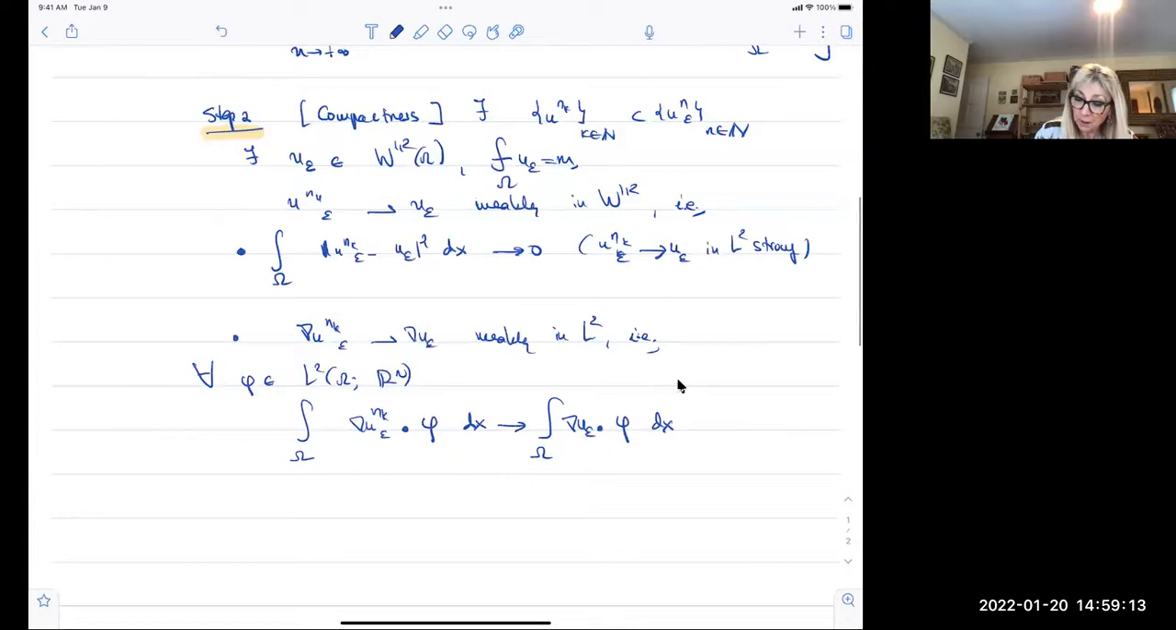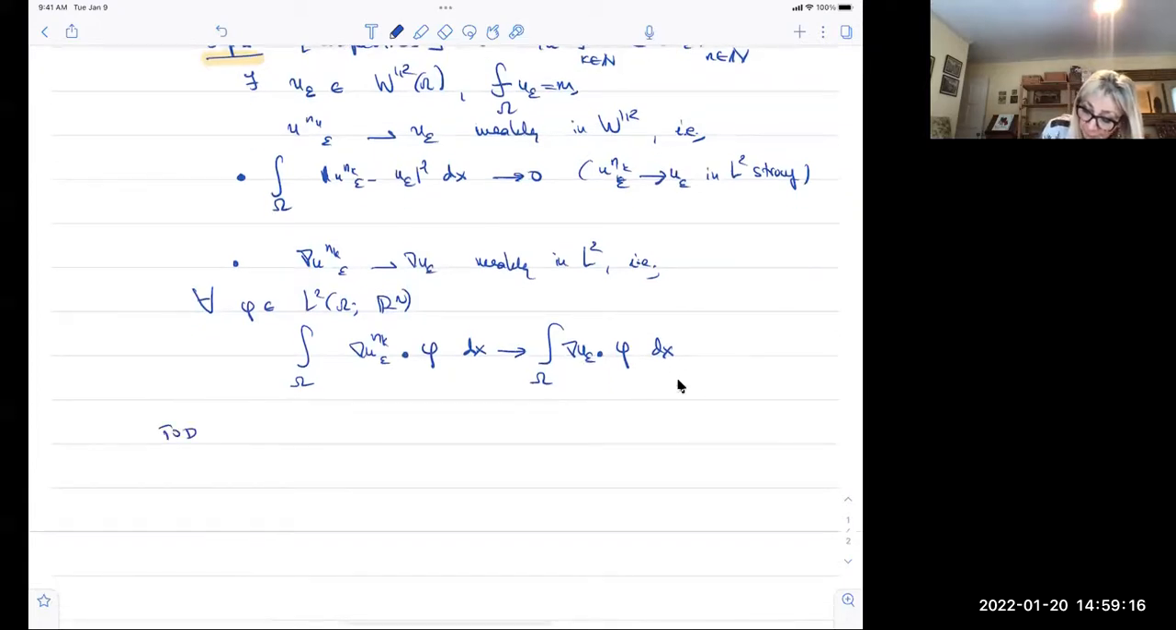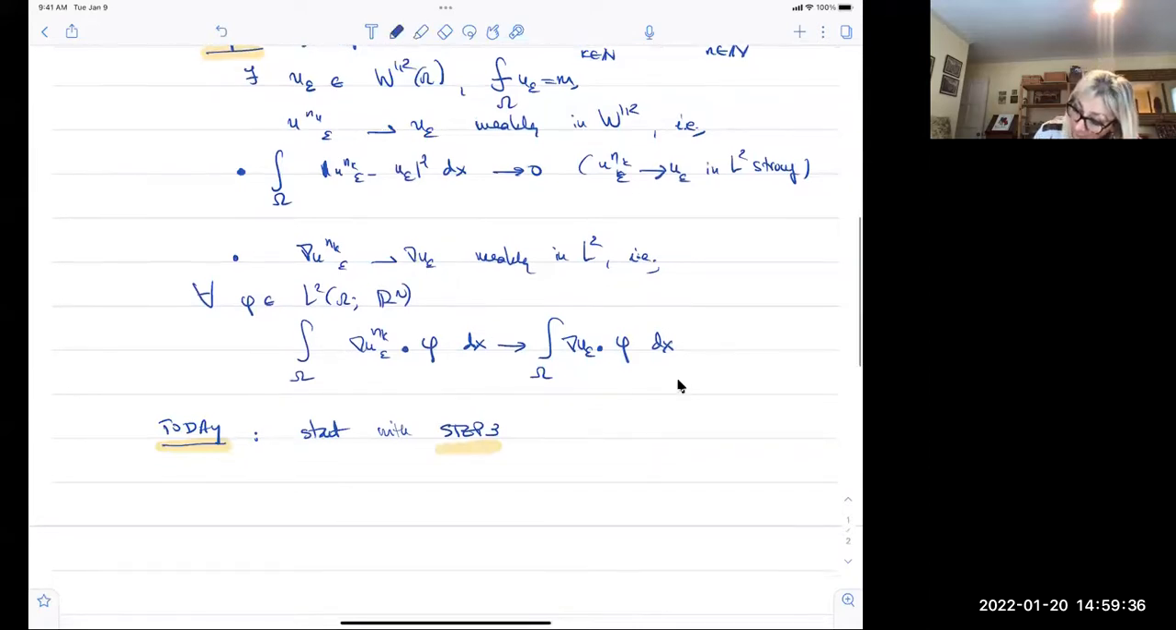Okay, so all this was done, and today we are going to start with step 3 of the direct method, which amounts to showing that I_epsilon is sequentially weakly, with respect to L2, your topology is in L2, lower semi-continuous.